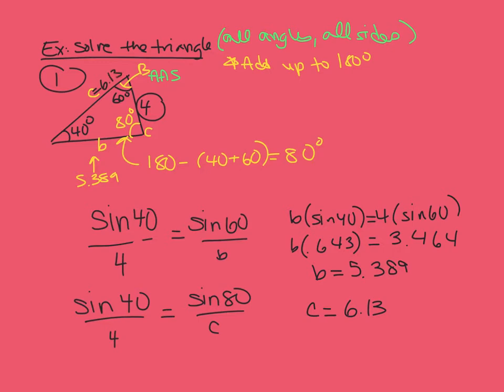And looking at it, I got all of the sides, I got all the angles, so that means I'm done. So you'll find that if you have an angle, side, angle, it's going to be pretty much the same process. So let's talk about the ambiguous case.